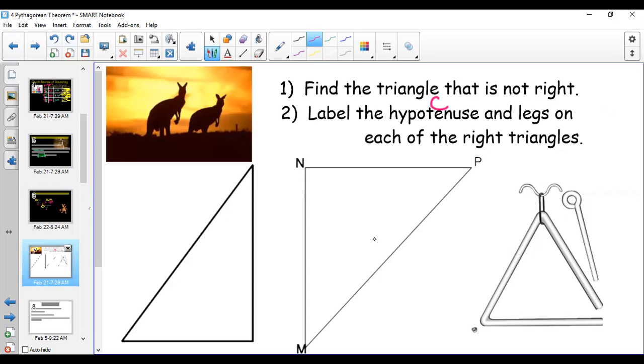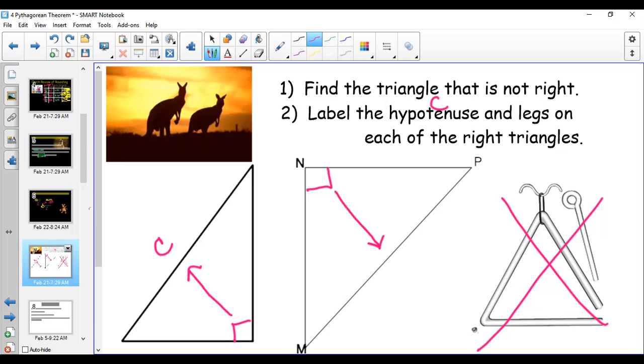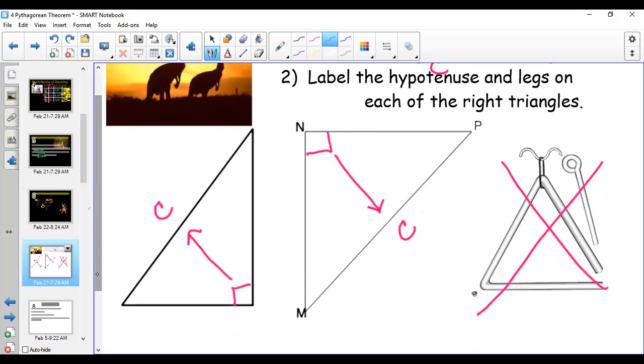So first off, the one that is not a right triangle is this one, the musical triangle. The other ones have right angles. Okay, so the hypotenuse is always across from that right angle. So on the first triangle, that was the hypotenuse. And on the second triangle, that side was the hypotenuse. And if you want to, you can fill in the other ones with A and B. Again, you can switch those around. A and B can be switched, but C cannot.